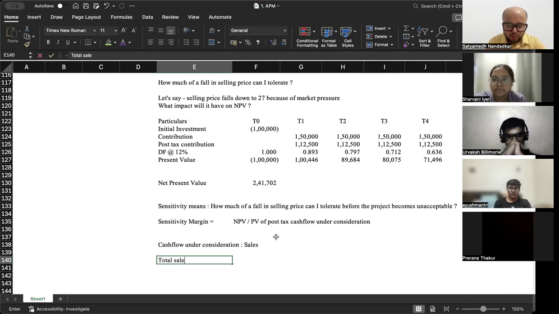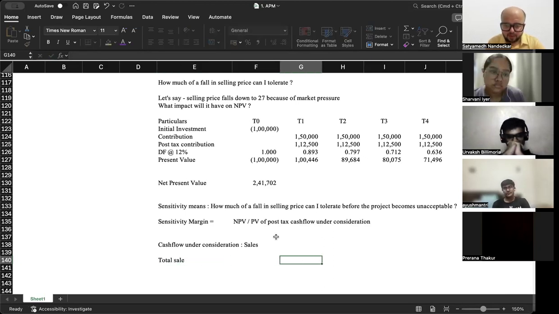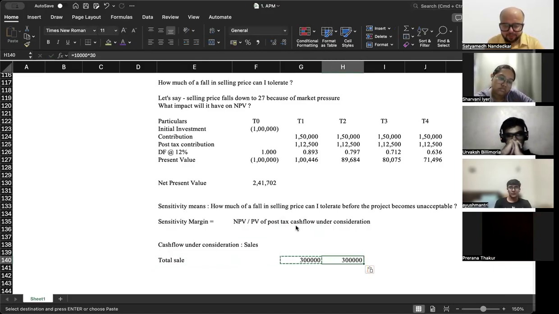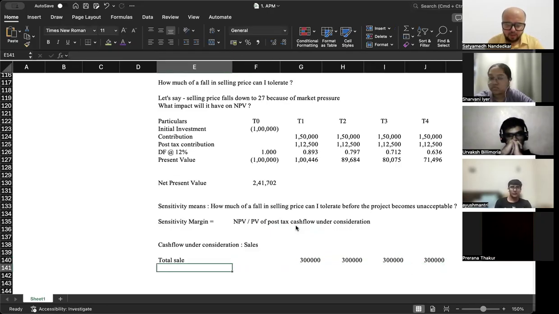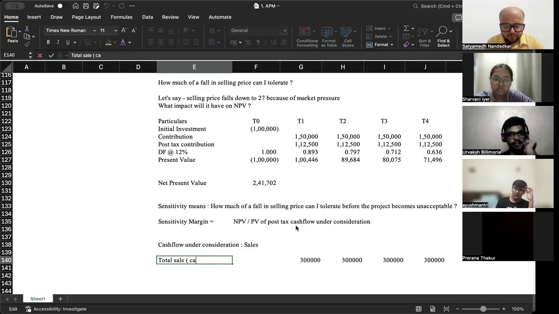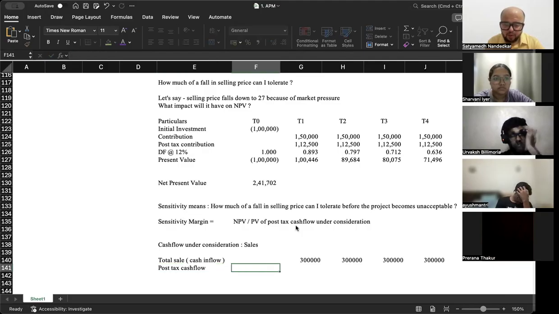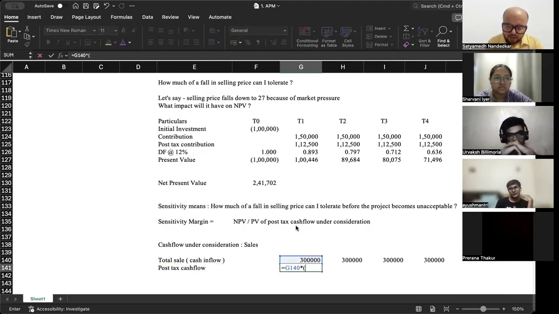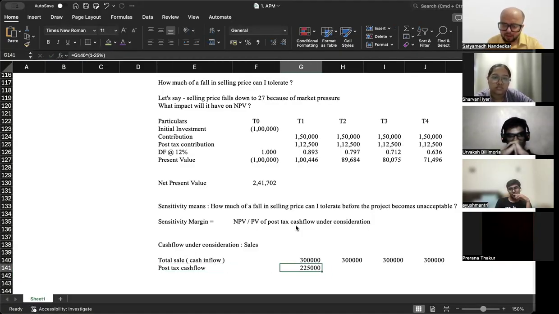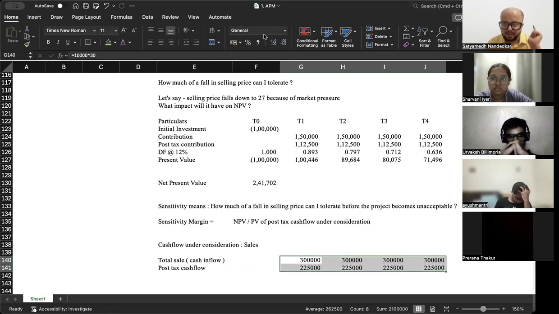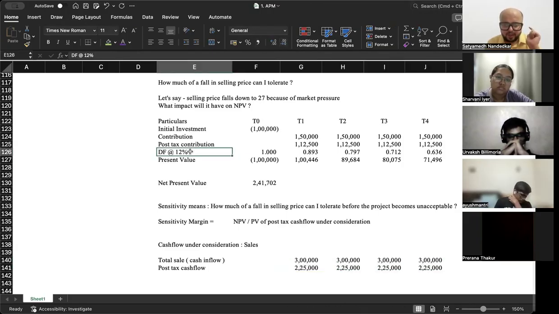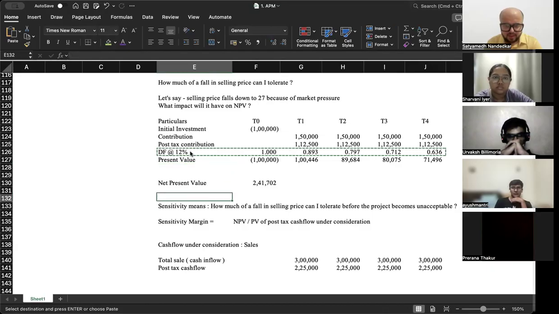Now, what is my total sale year on year? Year on year my total sale is 10,000 into 30 right now. Now this is my total sale cash inflow. Now if I have to calculate post-tax cash flow, how will I do it? Post-tax cash flow will be this into 1 minus 25%. Correct? Post-tax cash flow or post-tax anything is that item into 1 minus tax rate. Now, can I calculate the PV of my post-tax cash flows? Let's see if that is doable.